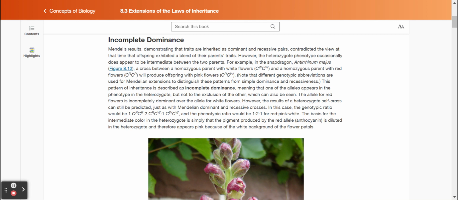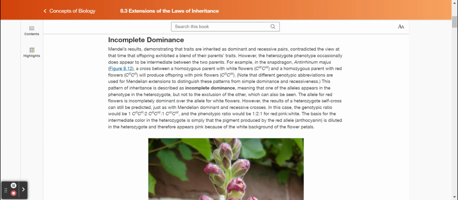However, the heterozygote phenotype occasionally does appear to be intermediate between the two parents. For example, in the snapdragon, Antirrhinum majus, a cross between a homozygous parent with white flowers and a homozygous parent with red flowers will produce offspring with pink flowers. Note that different genotypic abbreviations are used for Mendelian extensions to distinguish these patterns from simple dominance and recessiveness.